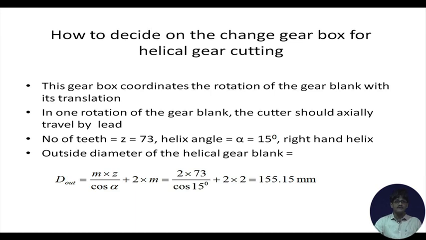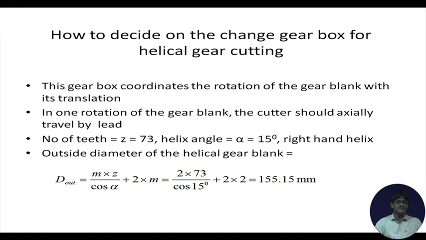Outside diameter of the gear blank is being found out. Now, why suddenly are we finding out the outside diameter? This is because the operator has to choose the correct gear blank size, so that the gear is correctly made.